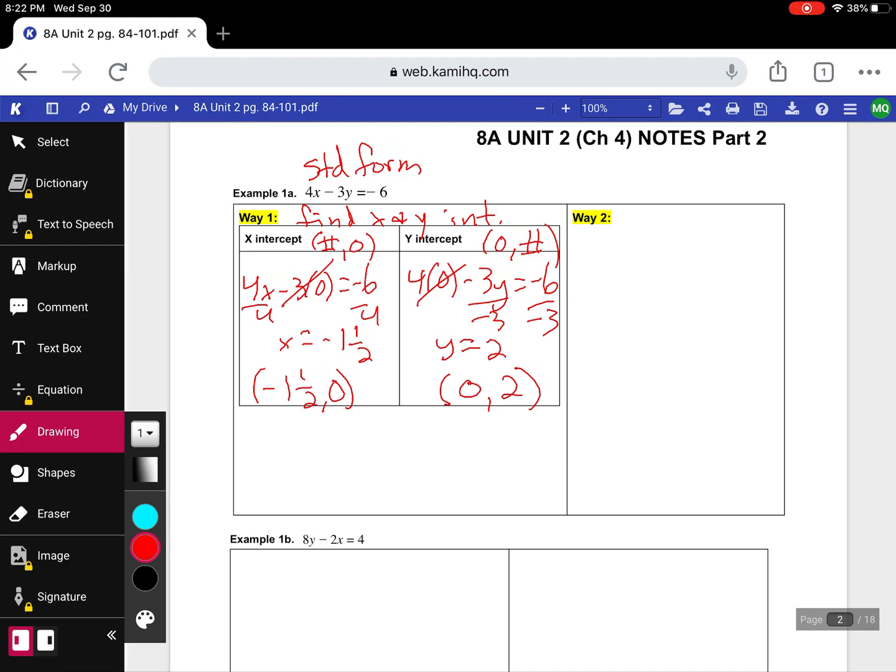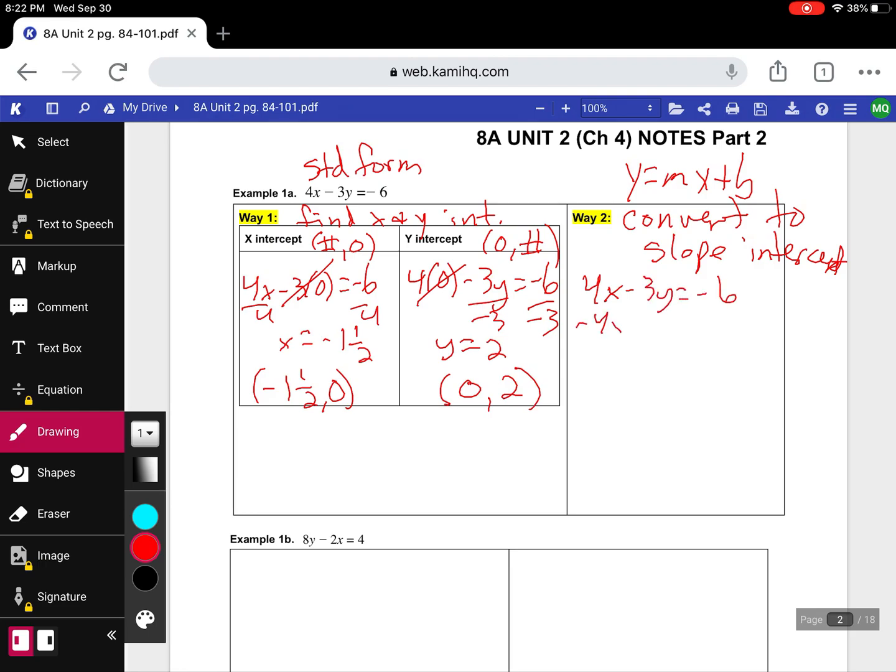Now, another way to graph when you're in standard form is to convert to slope-intercept. That's obviously y equals mx plus b like we saw on the previous page. So we just did that, right? 4x minus 3y equals negative 6. Subtract 4x from both sides. I get negative 3y equals negative 4x minus 6.